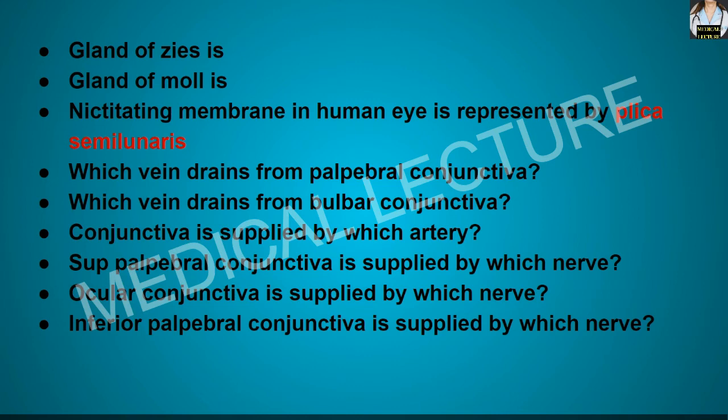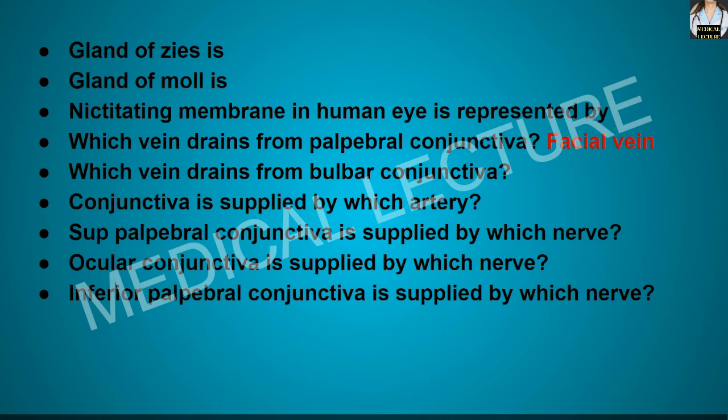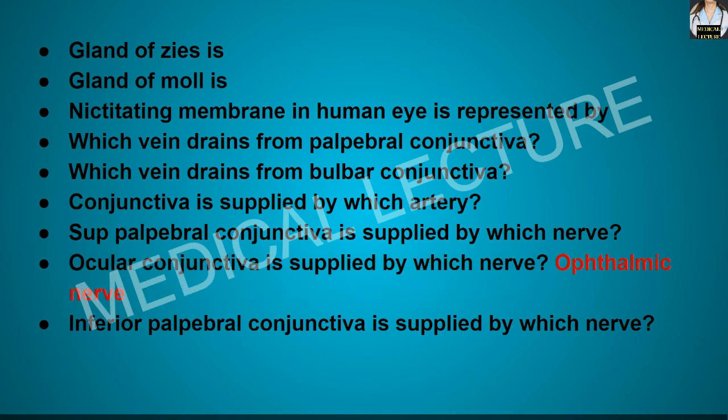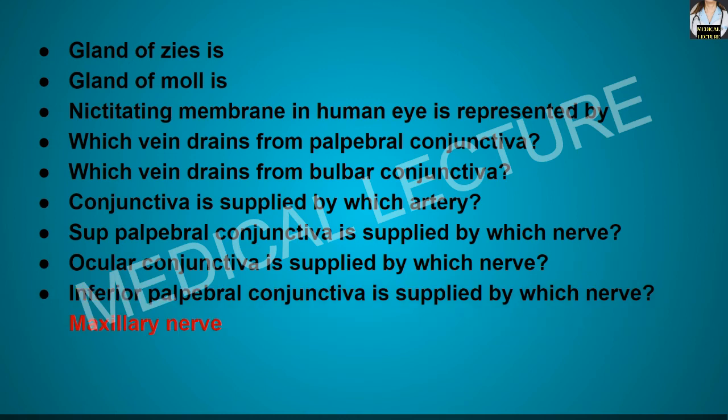Which vein drains from the palpebral conjunctiva? It is the facial vein. Which vein drains from the bulbar conjunctiva? It is the ophthalmic vein. Conjunctiva is supplied by which artery? It is the ophthalmic artery. Superior palpebral conjunctiva is supplied by which nerve? It is the ophthalmic nerve. Ocular conjunctiva is supplied by which nerve? It is the ophthalmic nerve. Inferior palpebral conjunctiva is supplied by which nerve? It is the maxillary nerve.